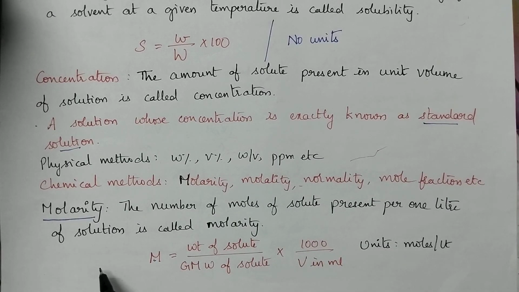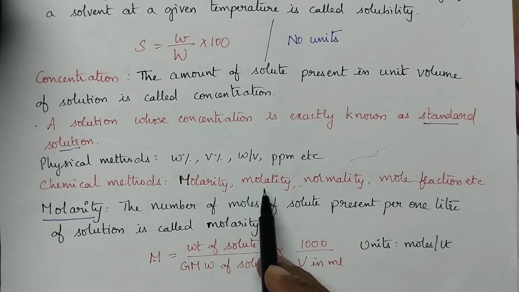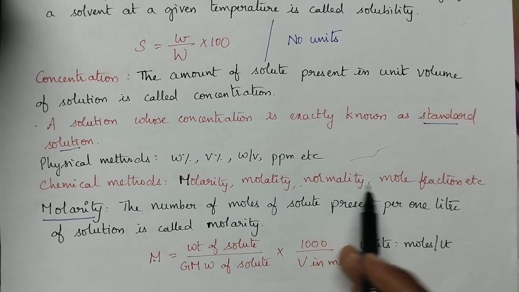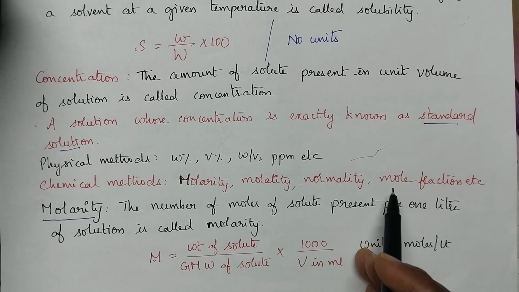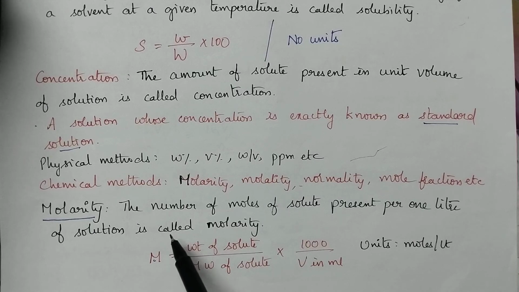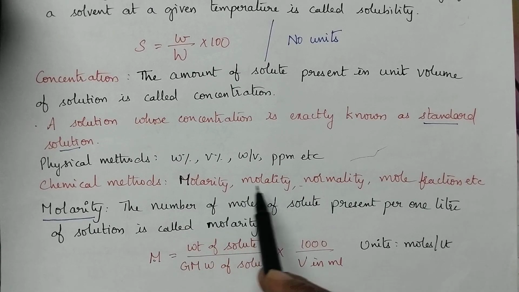So, what are the chemical methods used to express concentration? Molarity, molality, normality, and mole fraction. We are going to discuss in brief about each and every term.